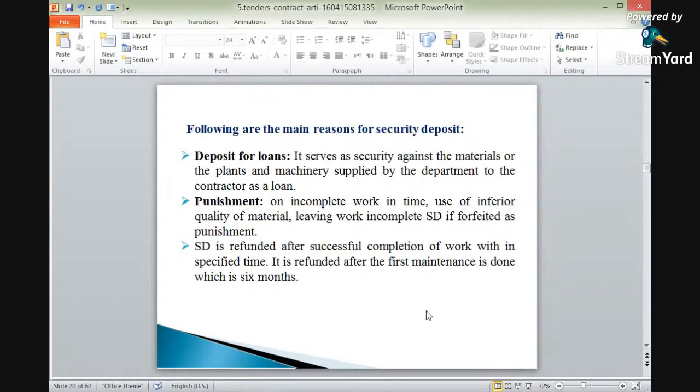As I've already said, for work incomplete in time, use of inferior quality of materials, or leaving work incomplete, SD is forfeited as punishment. If the quality of work has not been maintained, if some part of the work has been left incomplete, and the contractor has not completed the work up to the last finishes, and has not maintained the quality of materials, at that time, in case of punishment, this security deposit plays an important role.